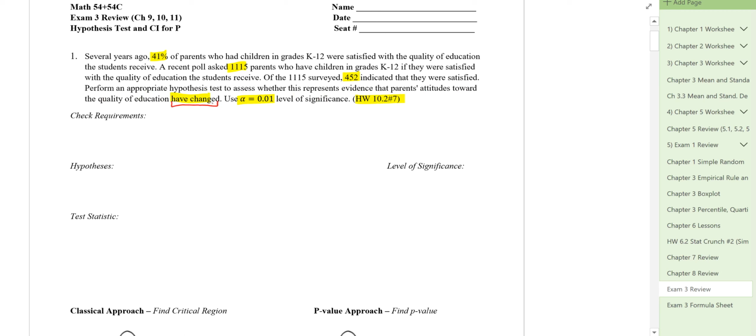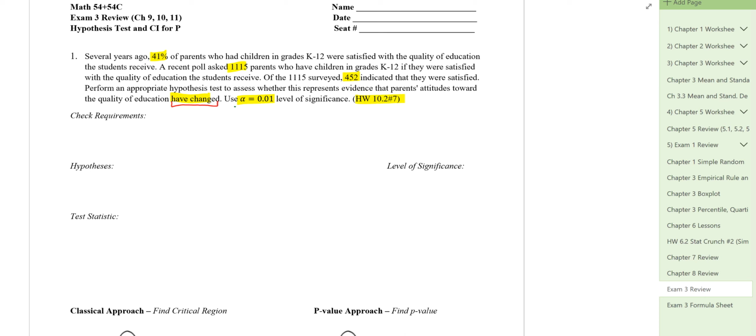All right, first let's think about what we're talking about here. By the given information, I want to talk about the proportion. I want to know whether the proportion has changed. "Has changed" could be more than or less than, so this tells me it's going to be a two-tailed test. So I'm going to do a two-tailed test for a proportion.